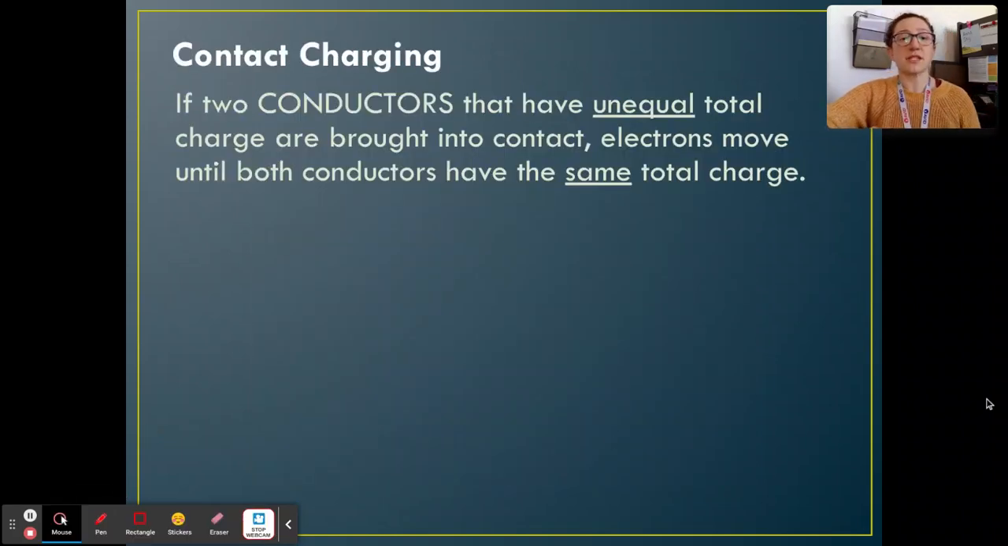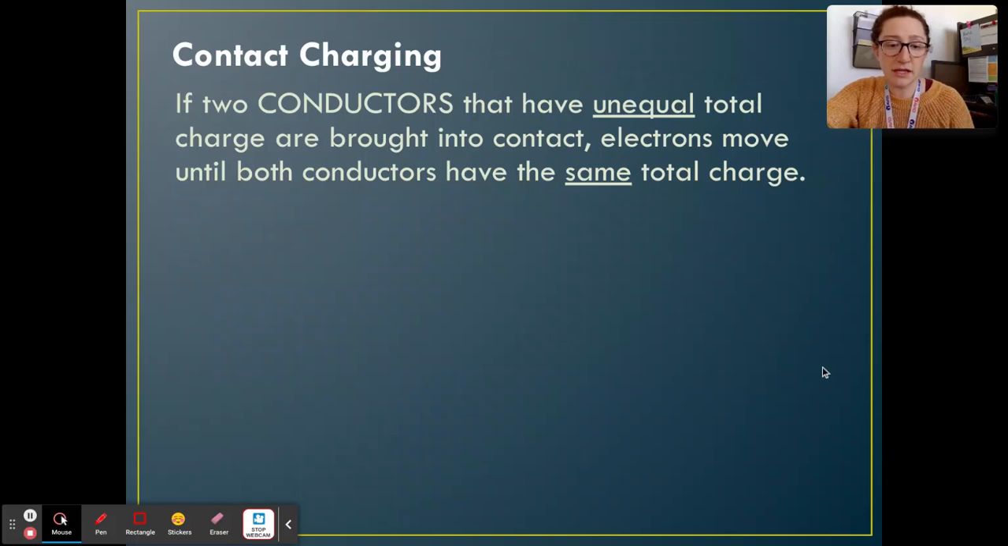So these are new notes. The first form of charging that I'm going to talk about in this video is contact charging. Now, we were talking before about insulators. Now, if two conductors that have unequal total charge are brought into contact, the electrons will move until both of those conductors have the same total charge.